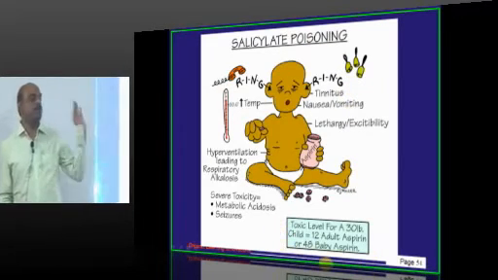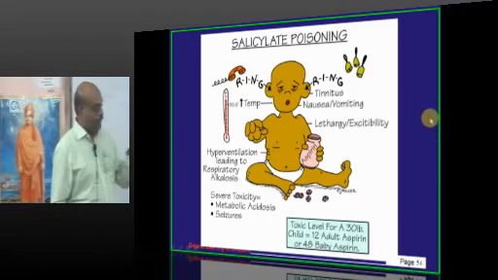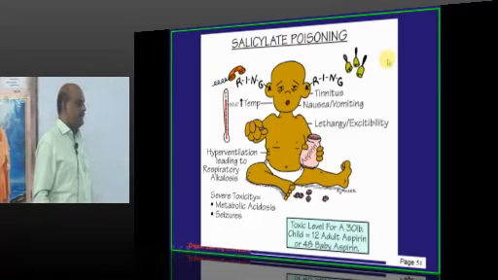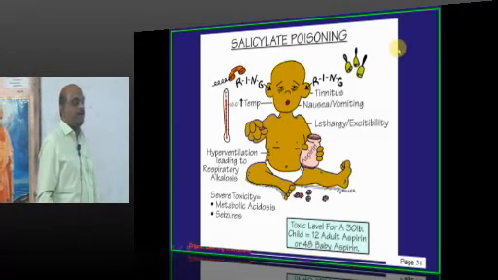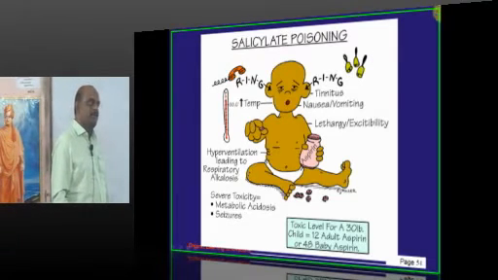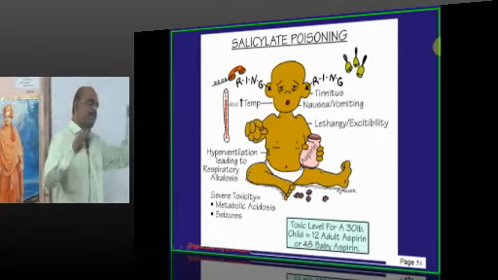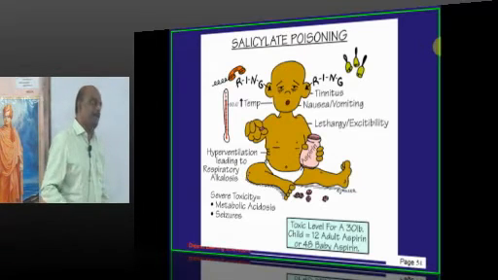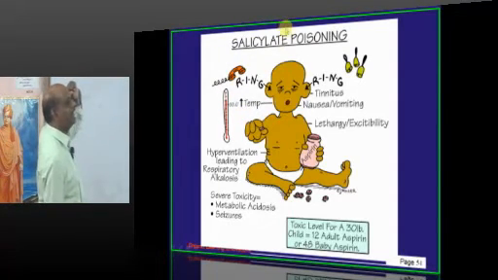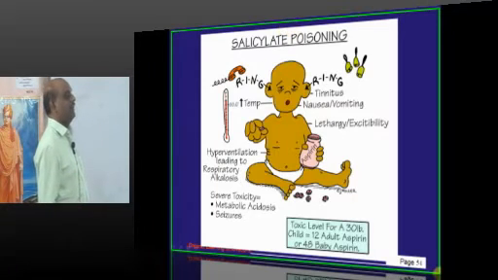Another common confusing question asked about salicylate poisoning. If you take salicylate, it is used as what? Antipyretic. If you take excess salicylate, what do you expect the person to develop? All his heat should go away and his temperature should fall and he should develop hypothermia. No. In salicylate intoxication, temperature rises. The patient goes into hyperthermia. Why? Why is the question.